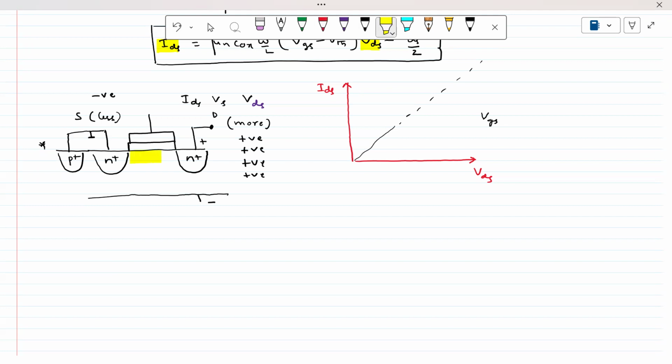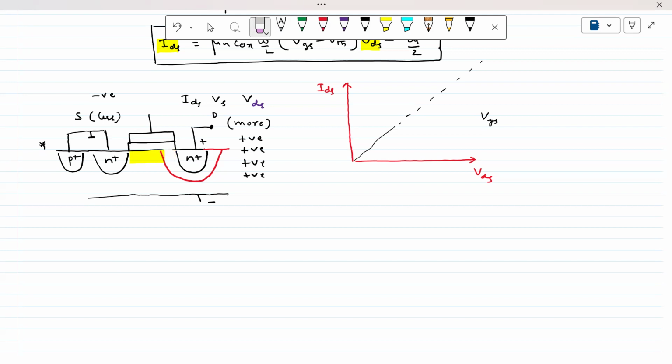Initially, the channel is formed effectively. If you increase the positive potential more and more, what happens to the depletion region of this N region? It will increase, something like this, since it is a reverse bias. Drain to body is reverse bias. If the reverse bias increases, you cannot see these carriers here.